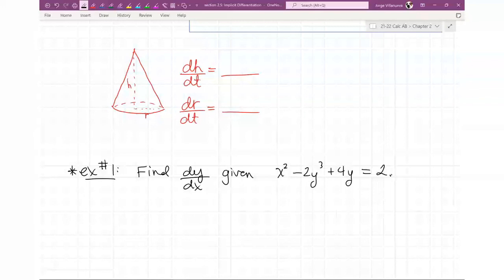Okay? So instead of racking your brain and trying to figure out how I should simplify it so I can get y by itself, we're just going to say, who cares? Let's just take a derivative. I can do it, right?